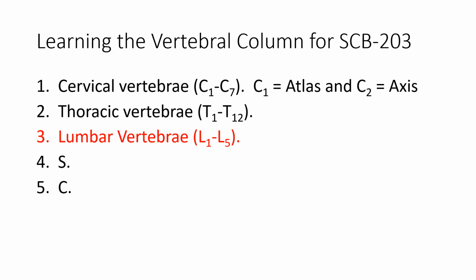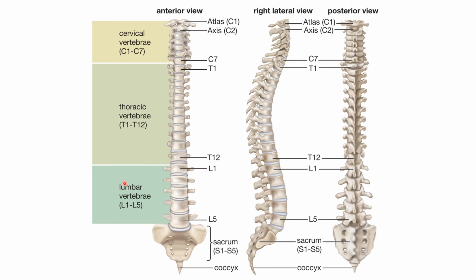The third group are the lumbar vertebrae, and there are 5 of these, and so they're abbreviated L1 to L5, and these are the lower back, and these are going to support the body, and they're going to be much larger than the cervical and the thoracic vertebrae. Okay, so here are the lumbar vertebrae, and they're abbreviated L1 to L5.